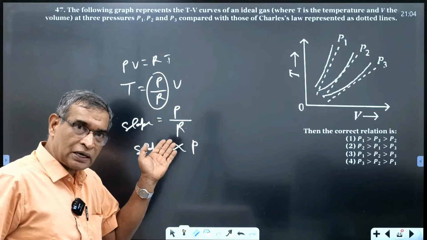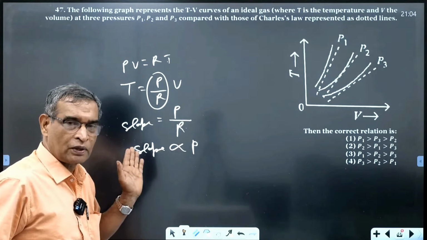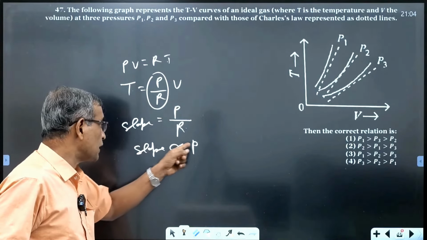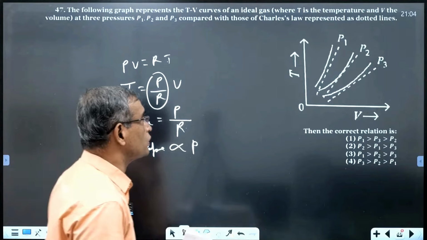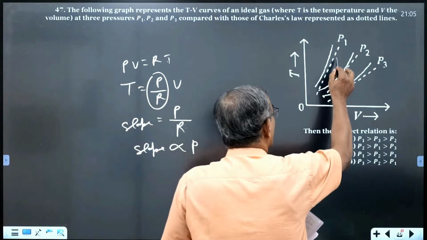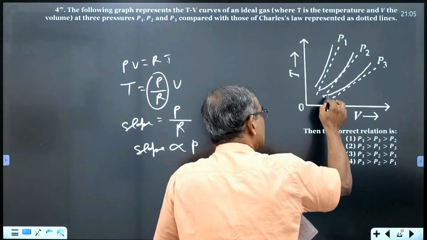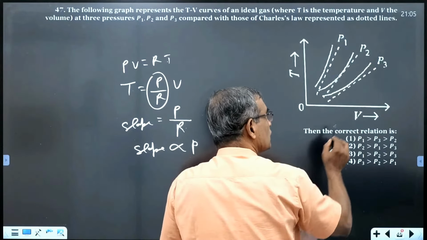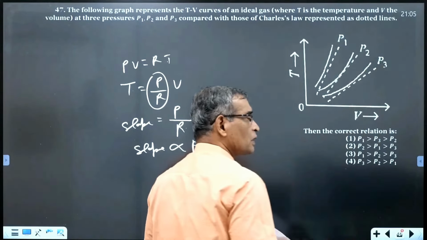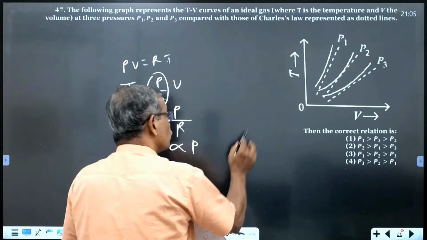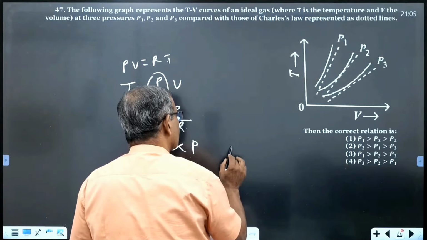The experiment is done at different pressures. Therefore, we can say whichever gas has the larger slope has the larger pressure. If you look into the graph, you can very well see that the slope is largest for this one. This is the largest. The next slope is P2. The next slope is P3. And the slope means pressure.